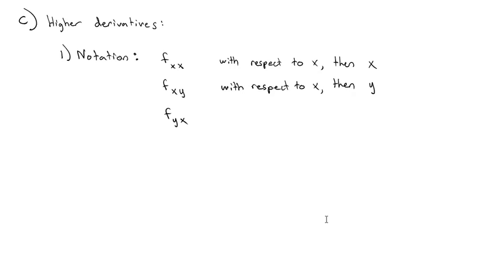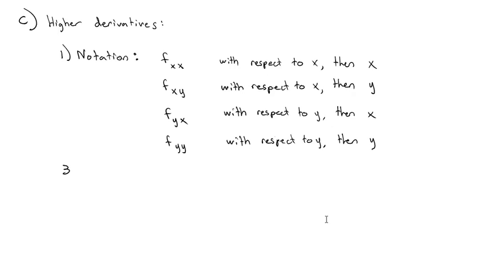As you might expect, f sub yx means we're taking the derivative with respect to y, then with respect to x. And finally, you might see f sub yy. That means we're taking the derivative with respect to y first, and then again with respect to y the second time. So there's four different ways we can calculate a second derivative. And you could imagine there'd be even more if we were doing third derivatives, all the combinations. So with that notation in mind, let's take a look at a couple examples where we're asked to find higher derivatives.